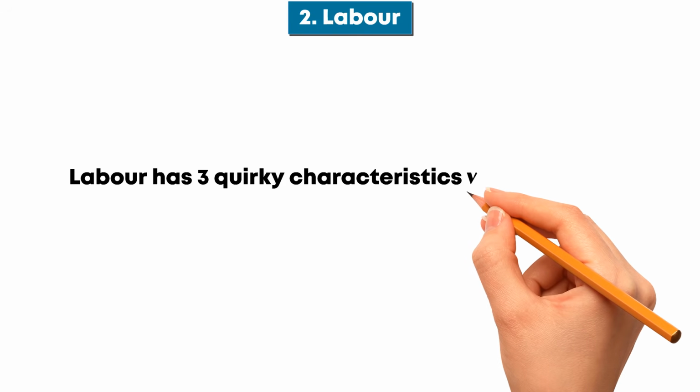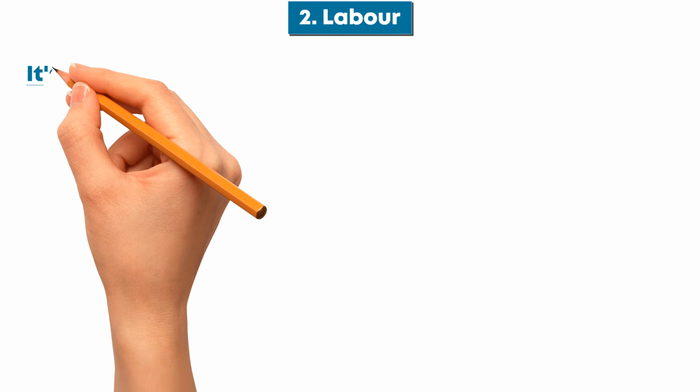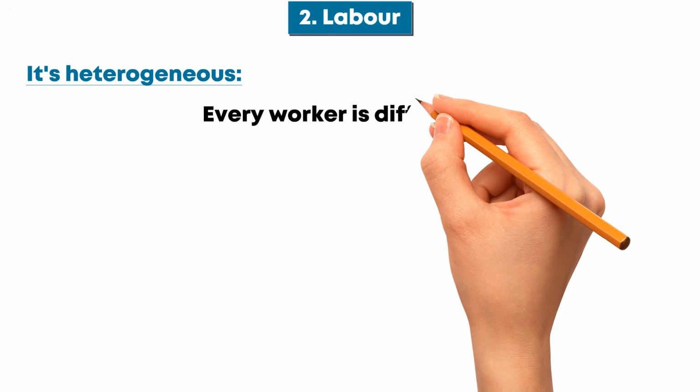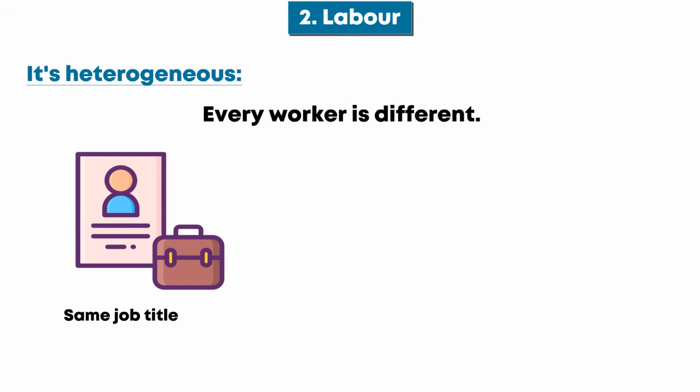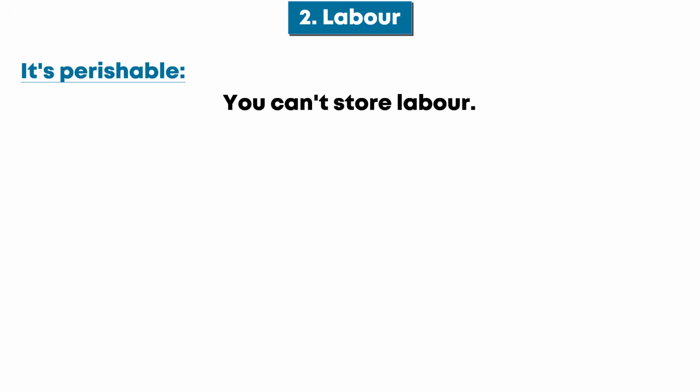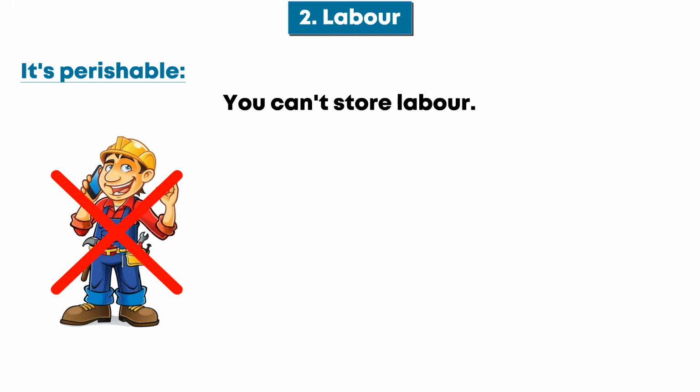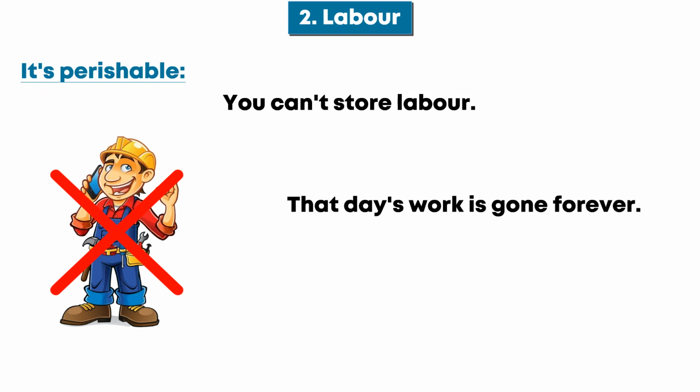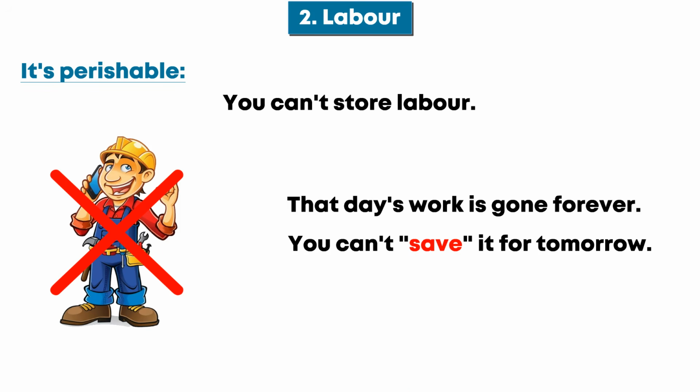Labor has three quirky characteristics worth knowing. It's heterogeneous. Every worker is different. Same job title, completely different output. It's perishable. You can't store labor. If a worker doesn't show up today, that day's work is gone forever. You can't save it for tomorrow.